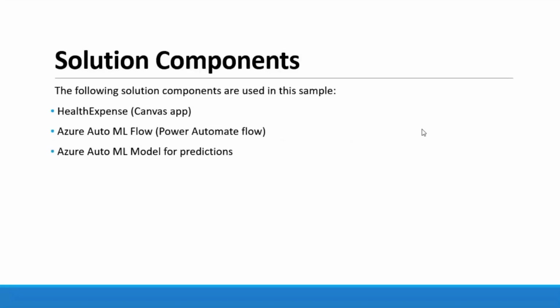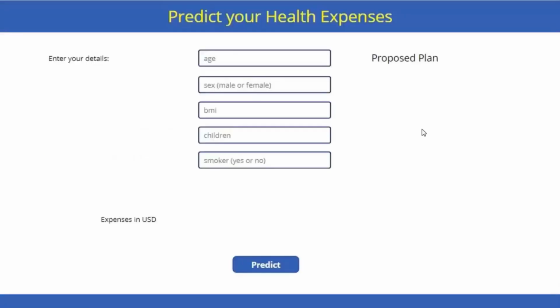So moving on to the solution components. It basically comprises the Canvas app, which is the health expense app. Then the other component is the Azure Auto ML Flow, which is the Power Automate Flow that links the Canvas app to the Azure Auto ML model. And thirdly, the model itself for making predictions.